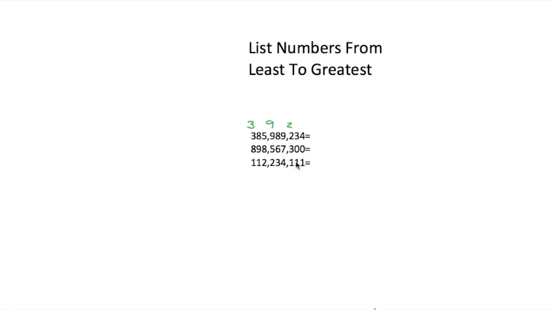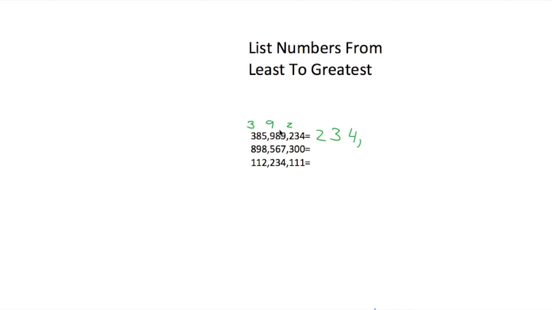Now let's list them. So least to greatest, never get tricked. Always look at this. Sometimes we write greatest to least and we get that problem wrong. So look at it closely. So least to greatest. So we know 2 is our least. So 234 is our least, comma.